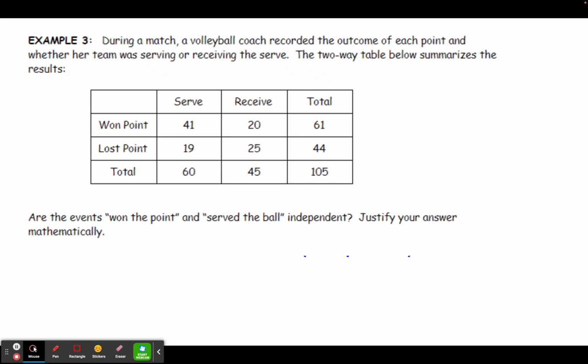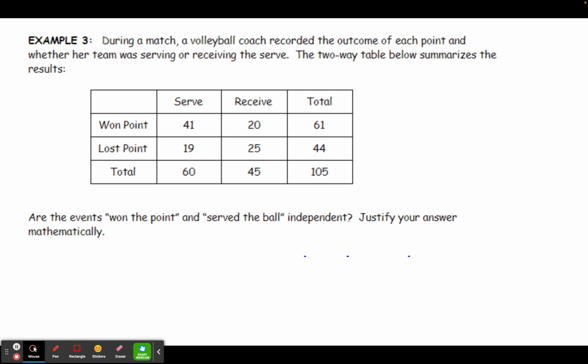Let's look at one more example. Here we're going to look at a volleyball match. During this volleyball match, a coach records the outcomes of each point and whether her team was serving or receiving the serve. The two-way table summarizes those results. We want to know if the events won the point and served the ball are independent.